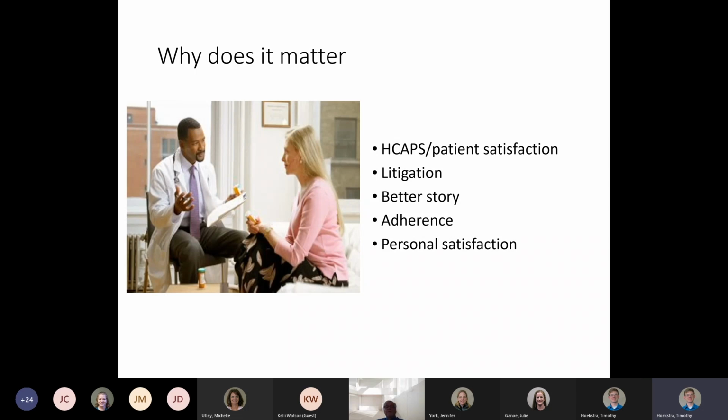So these are a lot of reasons why communication matters. It helps with patient satisfaction, keeps you from getting sued. It helps with your own burnout, and it really helps you get a better story. You take better care of the patient. So that's the first point. First point is communication is important, and you can do better with it.